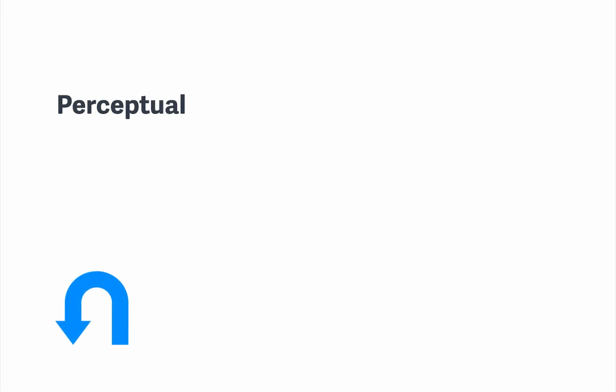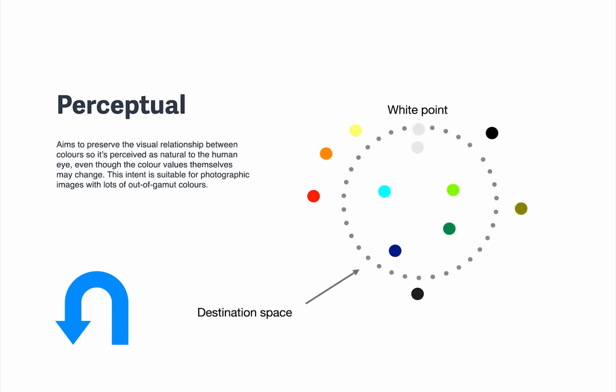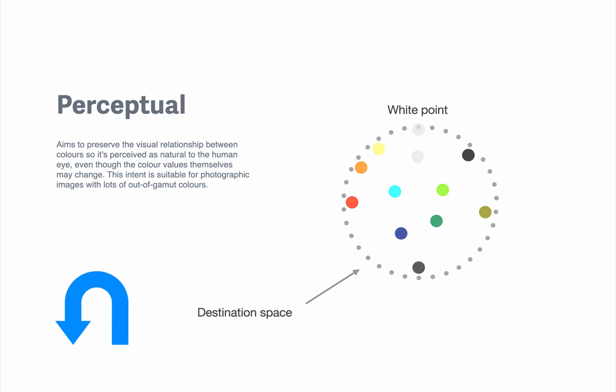For example, perceptual rendering intent aims to preserve the visual relationship between colors, so it's perceived as natural to the human eye, even though the color values themselves may change. In other words, perceptual rendering intent squeezes all the colors into the new gamut. It preserves the relationship between the colors, even though all colors may change slightly.